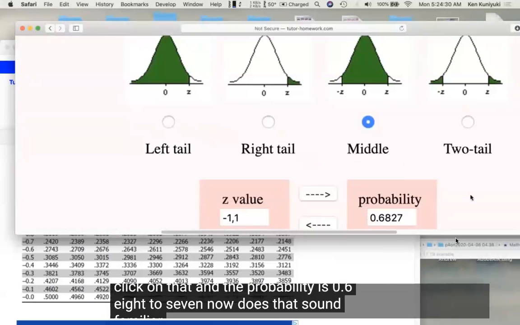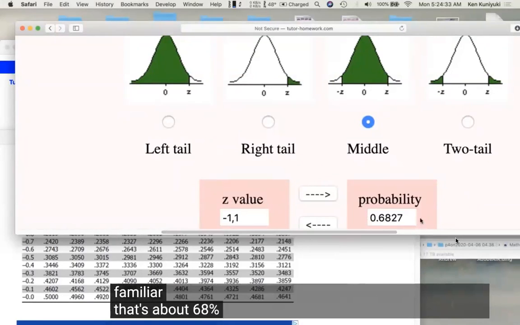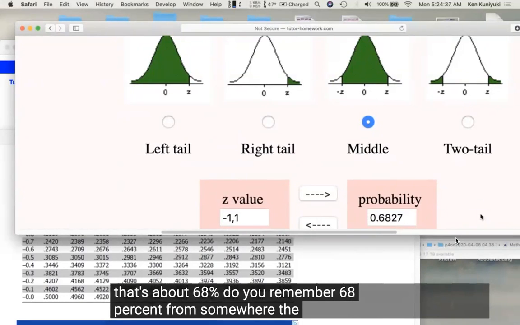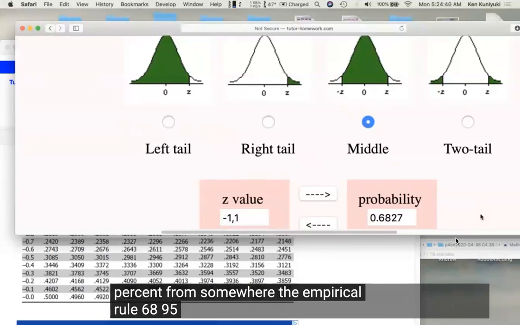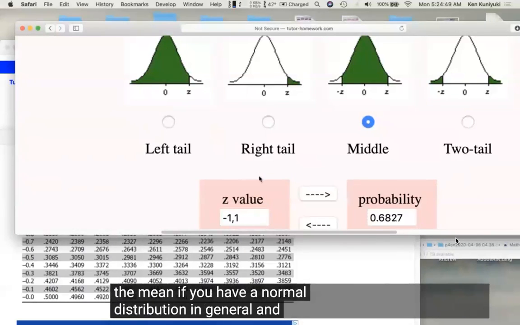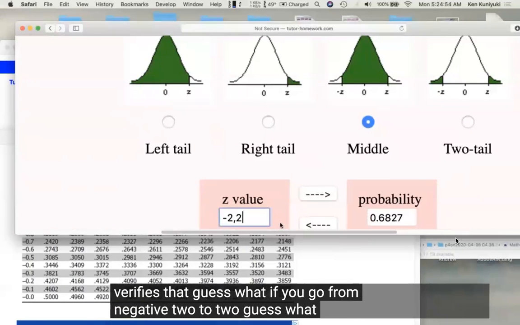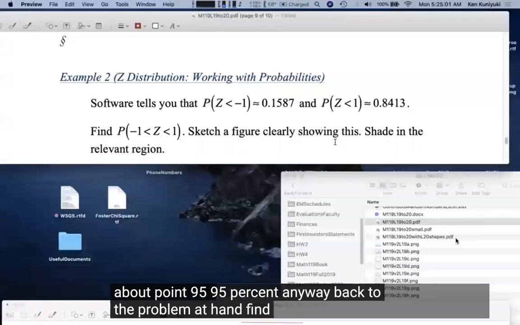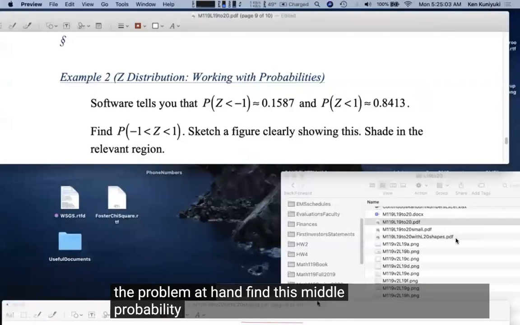Now, does that sound familiar? That's about 68%. Do you remember 68% from somewhere? The empirical rule. 68, 95, 99.7. Basically, this is telling us that you have about 68% within one standard deviation of the mean if you have a normal distribution in general. And this verifies that. Guess what? If you go from -2 to 2, it's about 0.95, 95%. Anyway, back to the problem at hand. Find this middle probability.